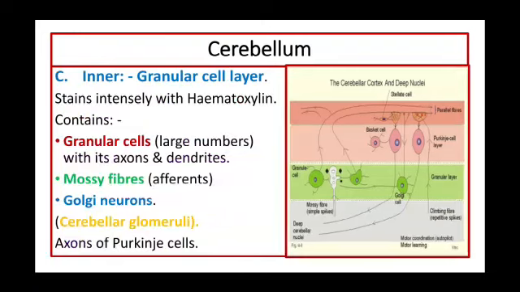Next we have the inner layer, that is called the granular cell layer. They stain intensely with hematoxylin, that means they appear almost bluish. They mainly contain granule cells with their axons and dendrites. Apart from these granule cells, we also see the mossy fibers and Golgi cell neurons. Even the axons of Purkinje cells extend into this granular cell layer.